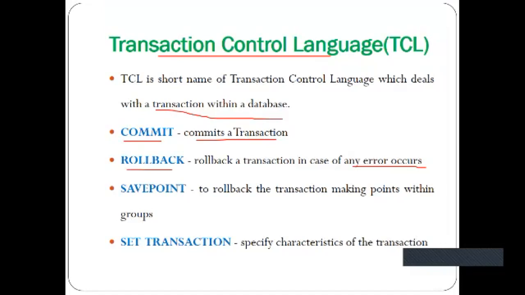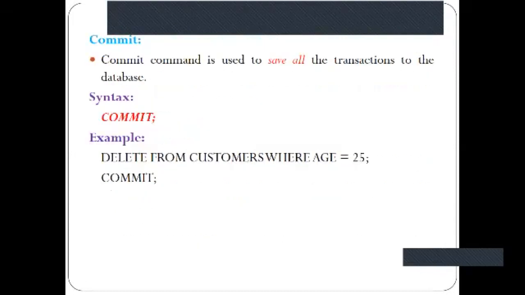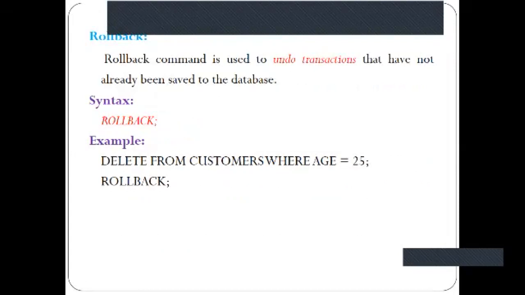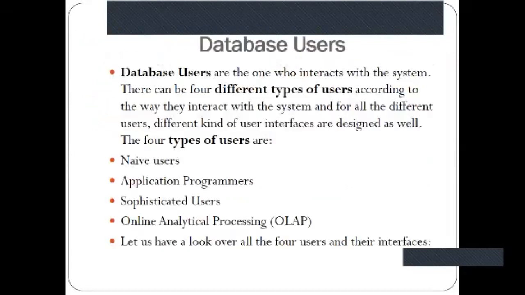But after that save point has occurred, if there is a crash or any error, let it be physical damage or something, then what happens? All the transactions are rolled back. That is nothing but undo or redo. Next is set transaction, which specifies the characteristics of a transaction. You have the rollback syntax: if you delete something and just write rollback, you'll get it back. Then save point and the save point name in a transaction.